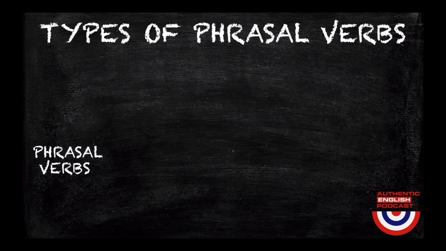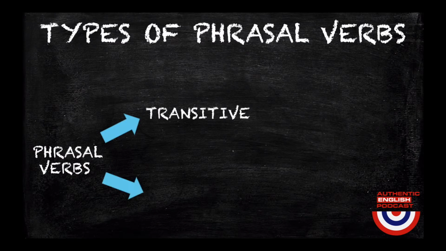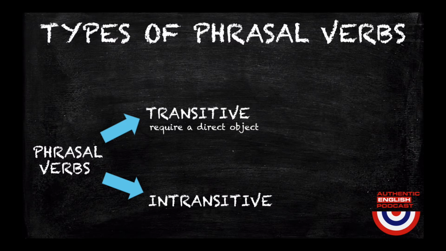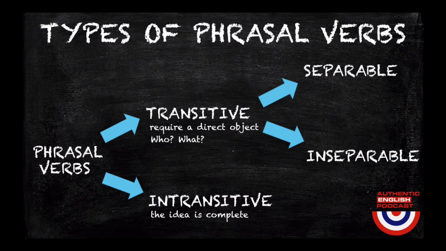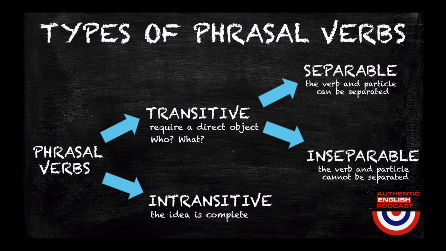There are 2 types of phrasal verbs, transitive and intransitive. Transitive phrasal verbs require a direct object to make the idea complete, who or what, while intransitive phrasal verbs do not. The idea is complete. Transitive phrasal verbs can be broken down into 2 types, separable and inseparable. In inseparable phrasal verbs, the verb and the particle cannot be separated, whereas in separable phrasal verbs, the verb and the particle can be separated.